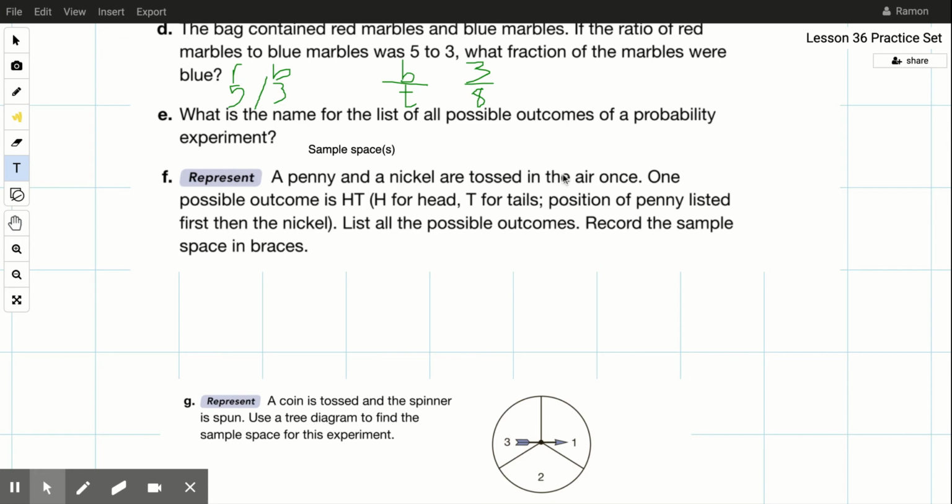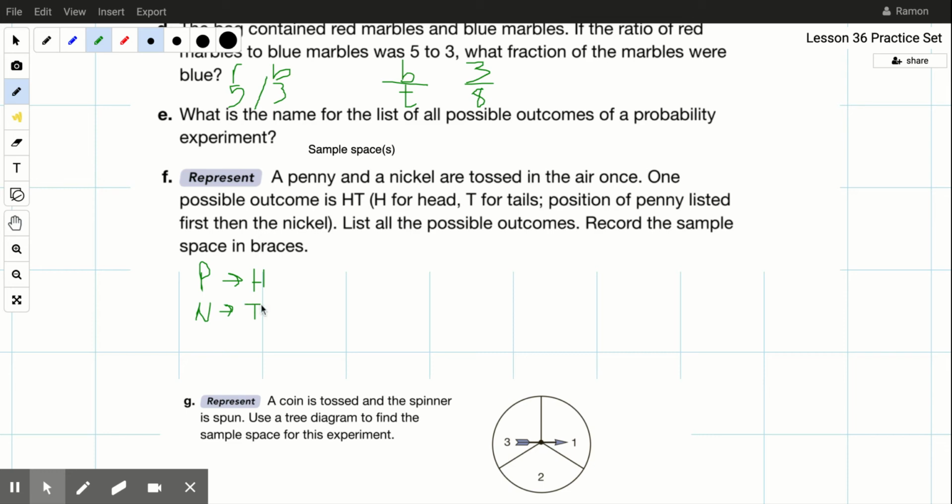F, a penny and a nickel are tossed in the air once. One possible outcome is heads, tails. So H for heads, T for tails. The penny is first and then the nickel. You want to list all the possible outcomes and then write down the sample space in braces. So how this works is, it's kind of like a tree, right? So the penny could be heads, and then the nickel could be tails.